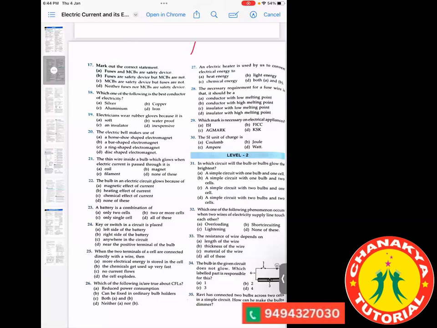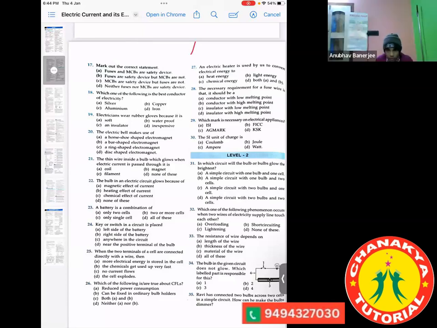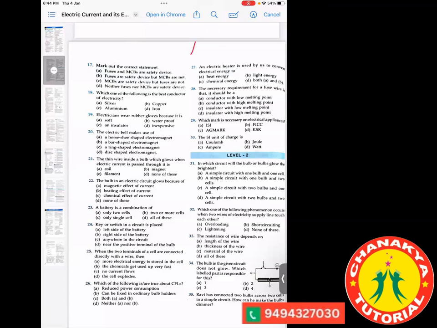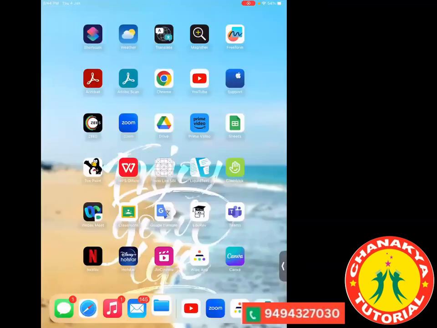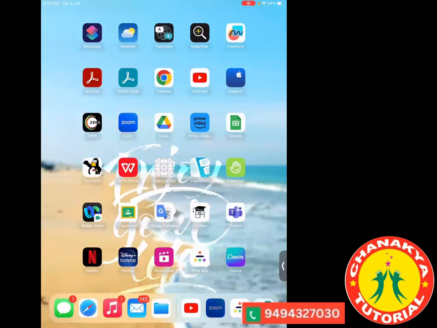Anubhav, question number 30. Yes, ma'am. SI unit of charge is coulomb. Correct. The SI unit of the charge is a coulomb. Fine. So we are done with level 1.